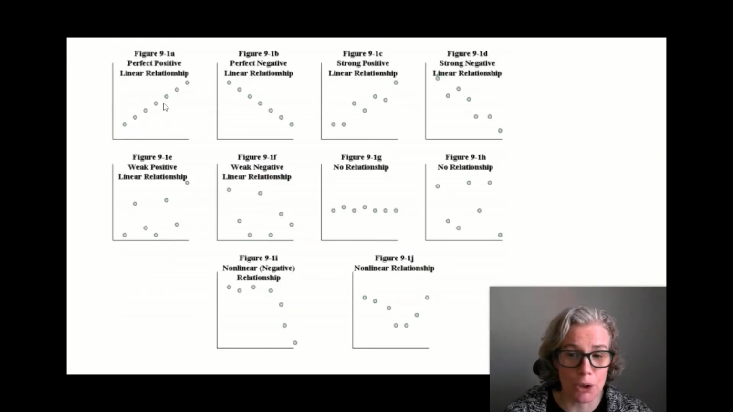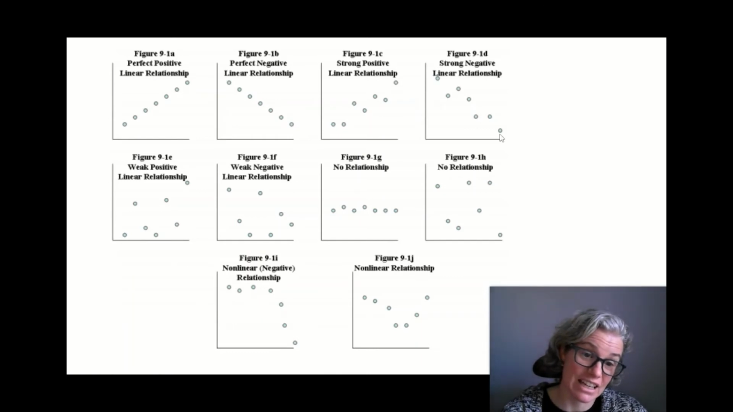So this is called a perfect positive linear relationship. I don't think I'd recommend using the word perfect, but it is very close to being perfect on a line. Okay, and then here we've got a negative linear relationship. Here's a strong positive linear relationship, positive meaning that both variables will increase.